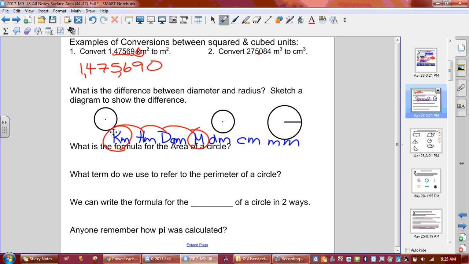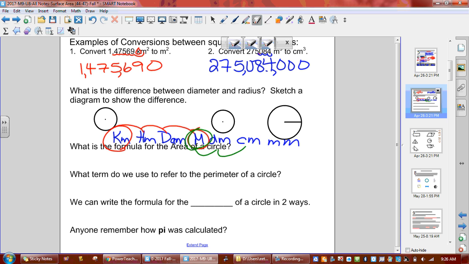So 2 to the right, but it's cubed. So what am I going to times the 2 by? Times it by 3, and you're going to get 6. So we're going to move the decimal 6 to the right. So 1, 2, 3, and then what do I got to add to the end? 3 zeros. Good. So 2, 7, 5, 0, 8, 4, and 3 zeros. Perfect. So 275,084,000 centimeters cubed is what it ends up being.